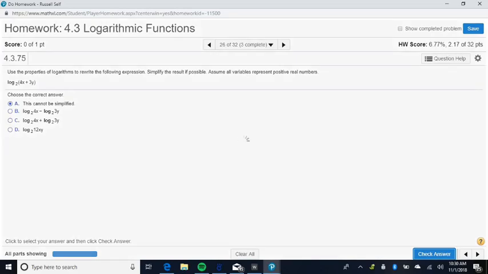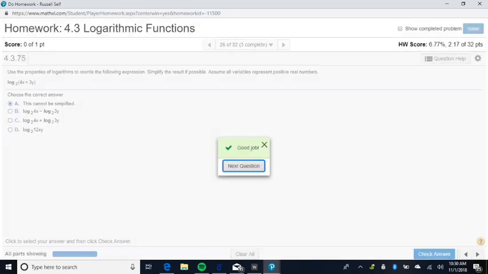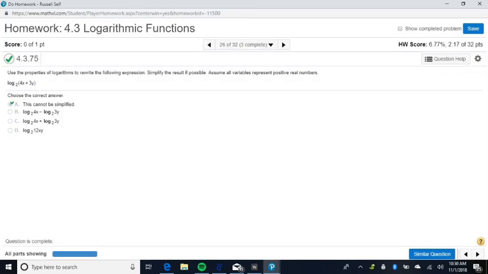Okay? And the reason for that is because of that plus. Same thing would happen if you had a minus. You can use those rules to get pluses and minuses, but you can't use the rules with a plus and minus. There's no rule for sum or difference.